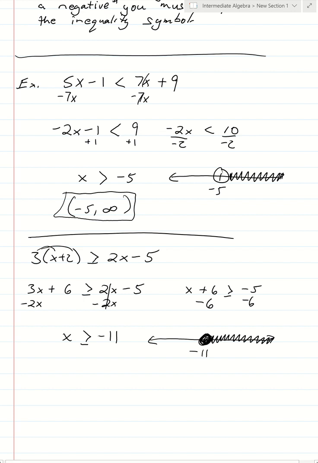Finally, now we need to represent this using interval notation. The smaller quantity, negative 11, comma, larger quantity, infinity. But now we have to group these quantities together. Remember, since negative 11 got filled in because it's part of our solution, we have to use a bracket to represent it, and the infinity symbol always gets a parenthesis. Okay?